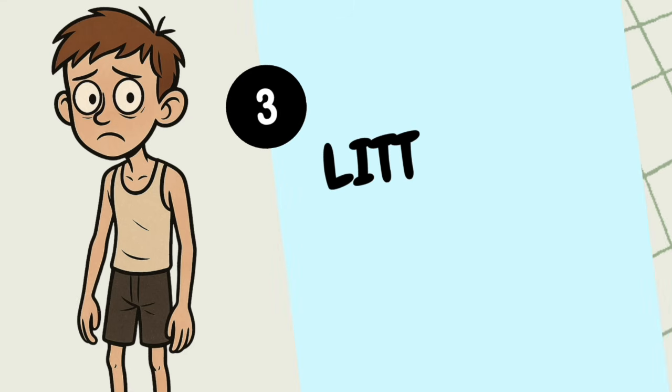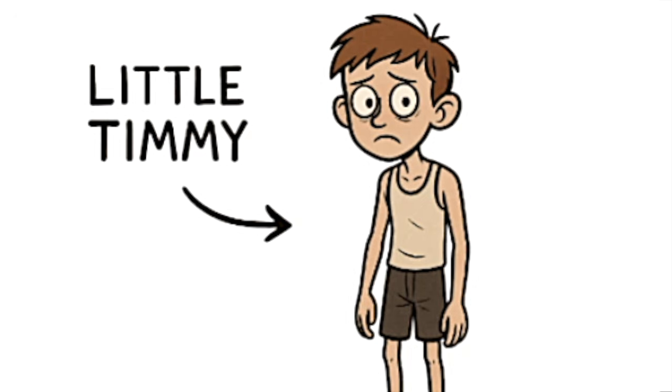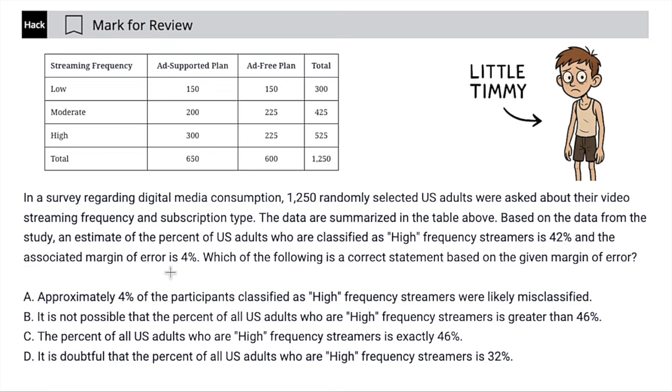Next up, one of my favorites is the little Timmy trick. Give it up for little Timmy, ladies and gentlemen. There he is. Yeah, he's kind of a sad guy, but he's very useful because he is meek. He is not confident. He is not sure of himself. And while usually this is not a good thing in life when you're trying to get ahead, it's a good thing when you're answering this type of statistics question where they're asking about some sort of an interpretation of a study. So basically, they're telling us what's a correct statement based on the given margin of error.